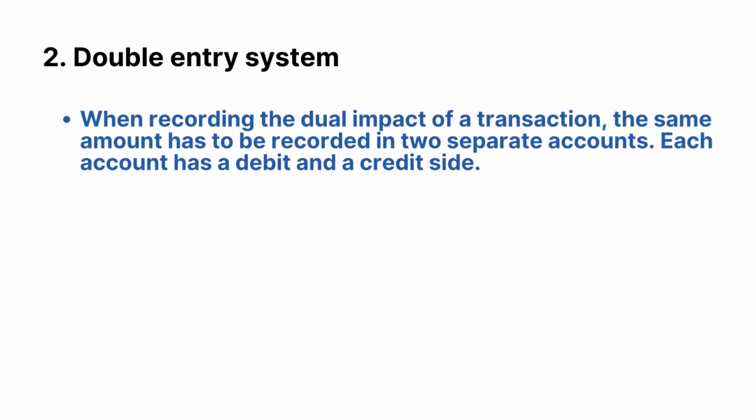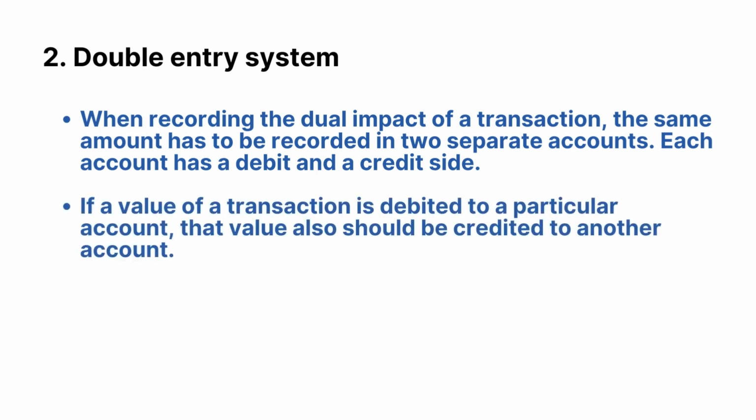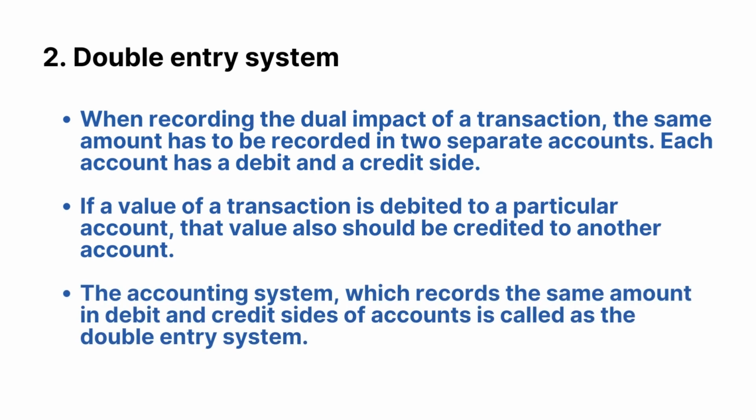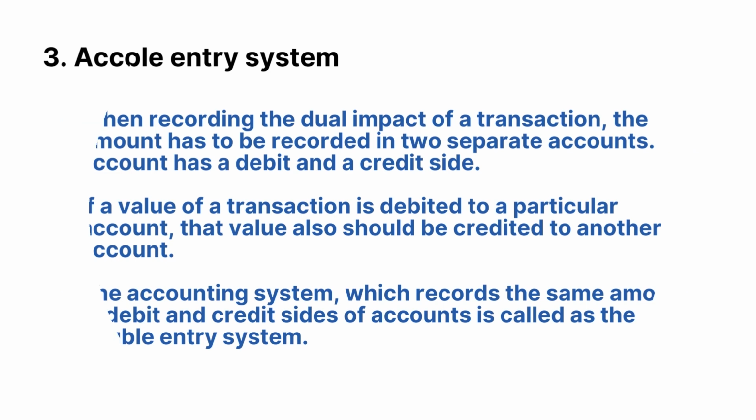As mentioned, the dual impact should be recorded in accounts. When recording the dual impact of a transaction, the same amount has to be recorded in two separate accounts. Each account has a debit and a credit side. If a value of a transaction is debited to a particular account, that value also should be credited to another account. This system, which records the same amount in debit and credit sides of accounts, is called the double entry system. So first of all, before recording transactions in the relevant accounts, we have to know what is an account and the format of it.